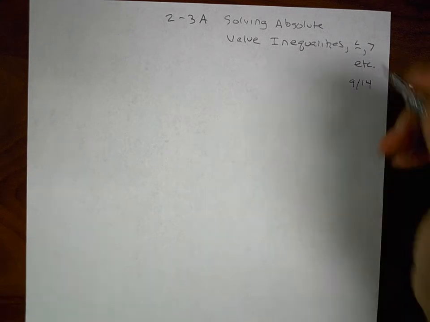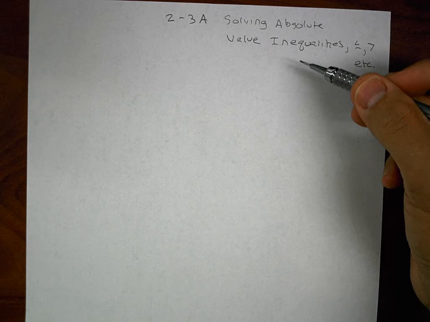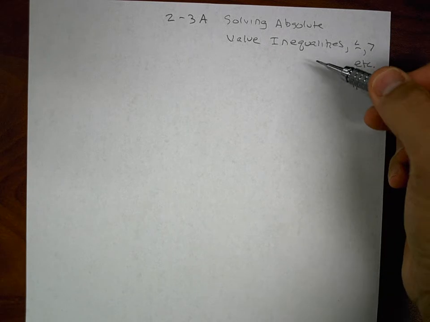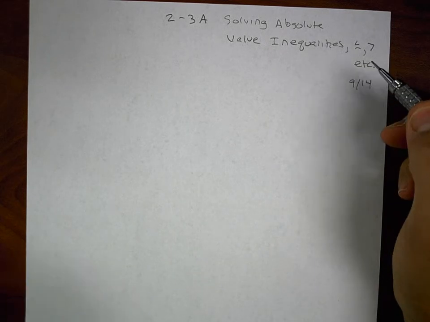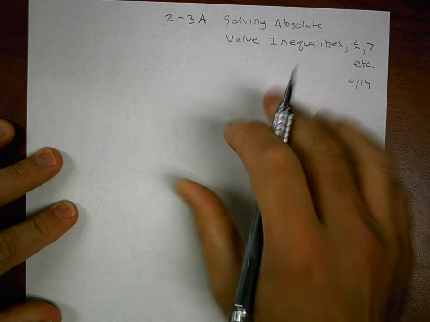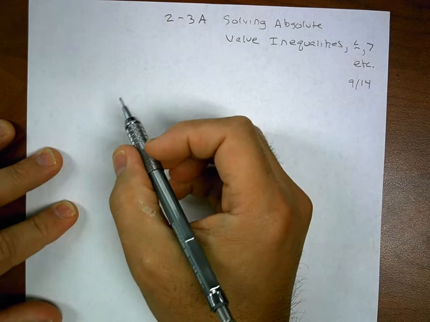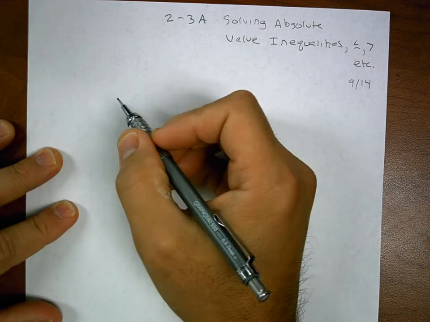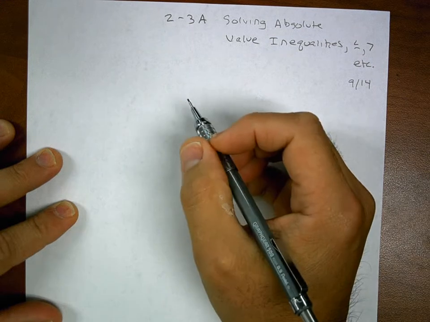Okay, in this section we're going to be solving absolute value inequalities. So inequalities have the less than or equal to, greater than, or greater than or equal to. So I'm going to start with working out a problem. We're going to sketch it kind of like the last lesson and then see what's going on.